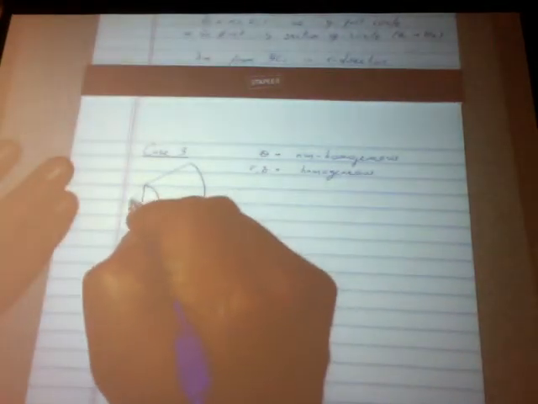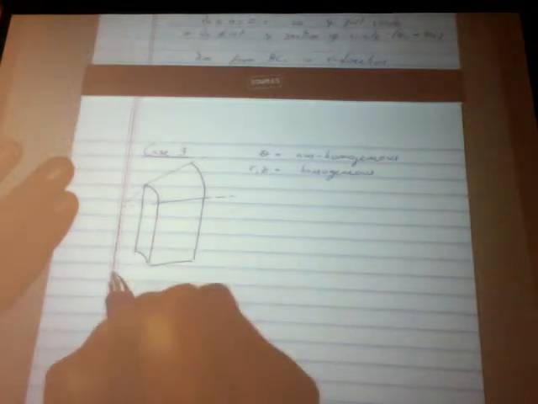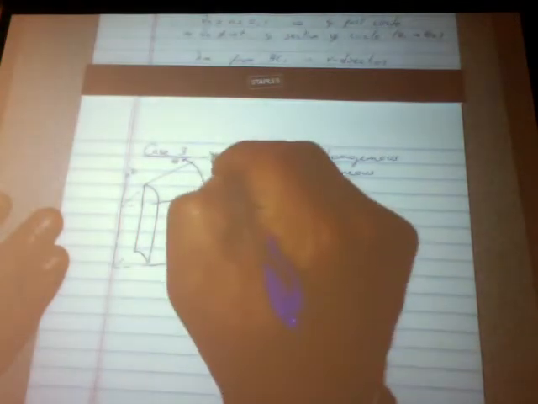So if this is the R direction, this is the Z direction, and this is the theta direction, this would be theta 1, this would be theta 2. So we have a wedge or a section of a cylinder, whether it's full, solid, or hollow like this.